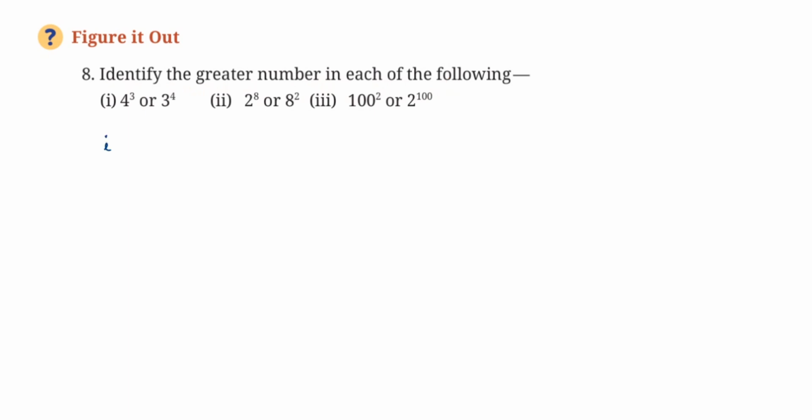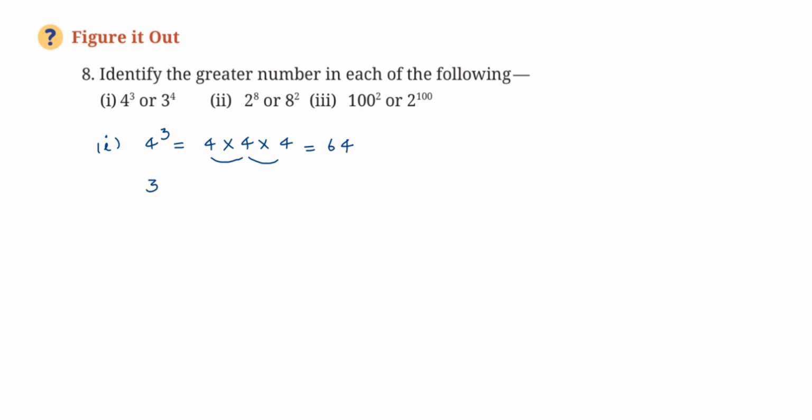Here's the first one. We have 4 cube. So let's express 4 cube. 4 cube means 4 times 4 times 4. We're multiplying 4 by itself 3 times. 4 times 4 is 16. 16 times 4 is 64. So 4 cube is 64.